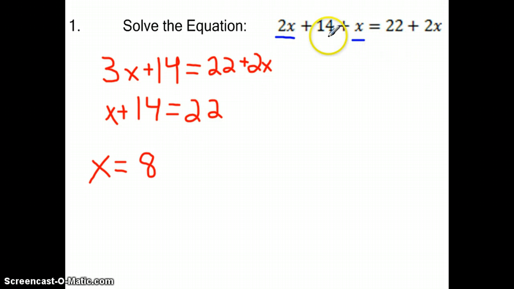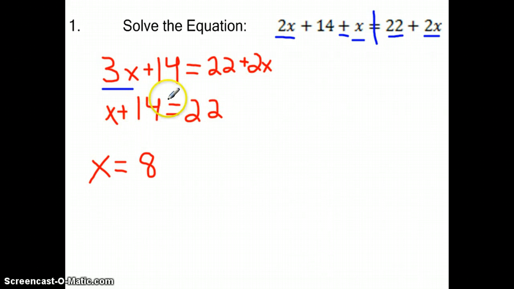When you combine like terms, since they're on the same side of the equal sign, you don't have to change the operation. We still use this plus sign in front of the x. So we get 2x plus x, which is 3x, and there's nothing else. We can't combine anything with this 14, and we can't combine anything on this side with the 22, or anything on this side with the 2x. So we combine those like terms, and we have 3x, and we keep everything else in the equation exactly the same.